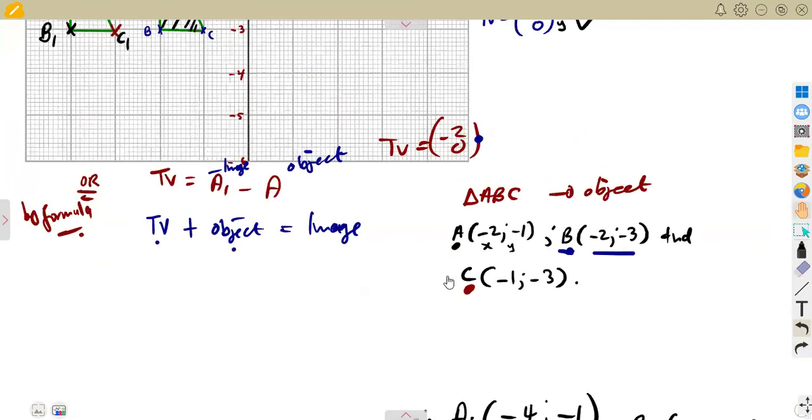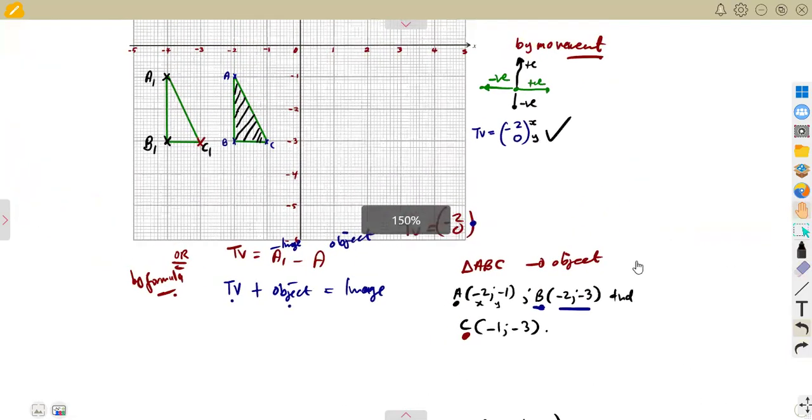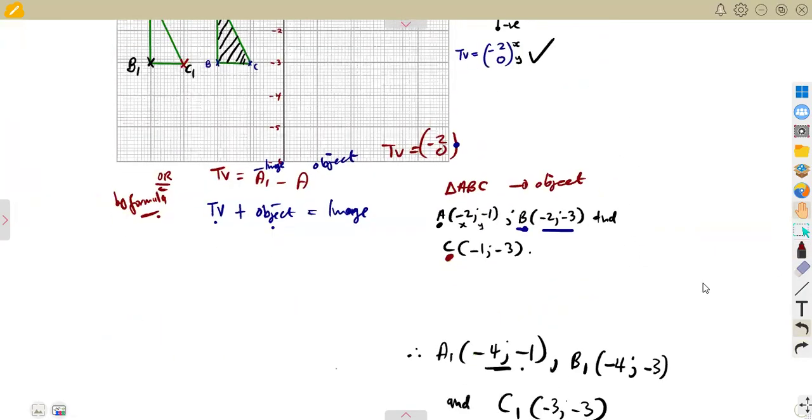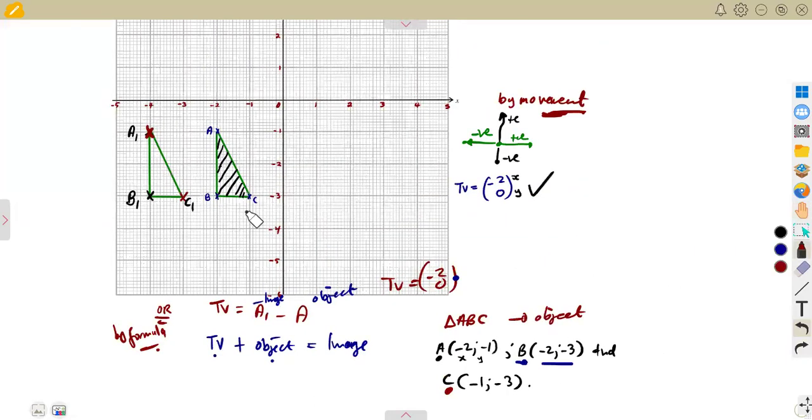So these are the points that you are now going to mark on the Cartesian plane to draw this. A is -1, -4, A1. So A1 is -4, -1. As you can see, this is exactly where our A1 is, the one that you obtained by movement. You do the same thing on your B1, -4, -3. You're going to see it is at the same point, -4, -3, exactly where our B1 is. The same thing with our C1, -3, -3.